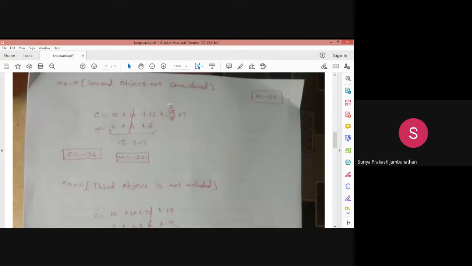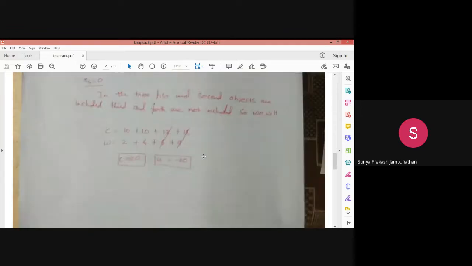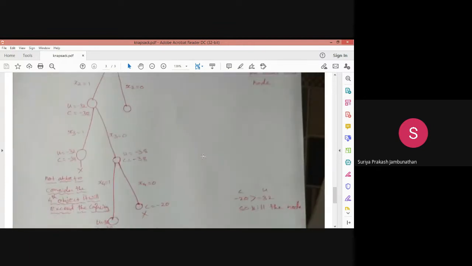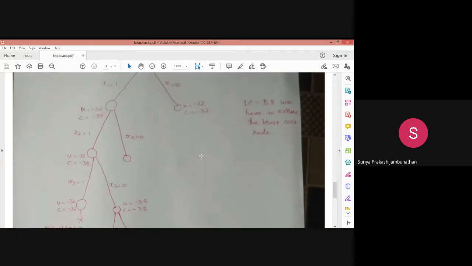So every time you have to do the division like this, 18 divided by 9, and whatever the remaining value you are getting, that has to be multiplied with the divide answer. So the upper bound you got, without excluding the fraction value, is 22. So minus 22 you are getting. In this case, we are substituting x2 is equal to 0, c is equal to minus 36, u is equal to minus 22. When you are not considering x2, this answer will be that.